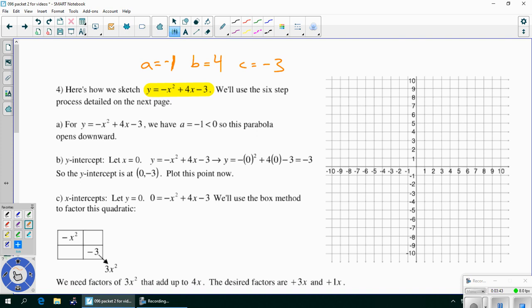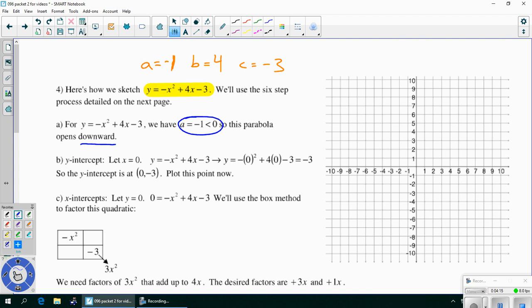And so to decide if this is a happy smiley face parabola or a sad frowny face parabola, we just need to know the sign of a. And in our case, as we said, a is equal to negative 1, which is for sure a negative number. And on the next page, you can take a look if you want. It says that if a is positive, then the parabola opens upward like a smiley face. And if a is negative, like it is here, then the parabola opens down like a frowny face. And so because this value of a is negative, we know that our parabola opens downward.